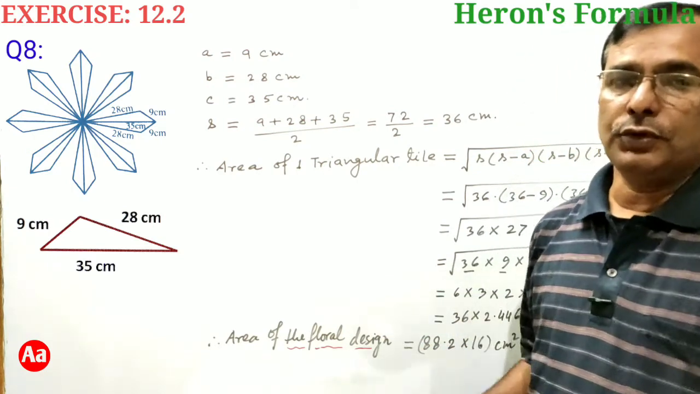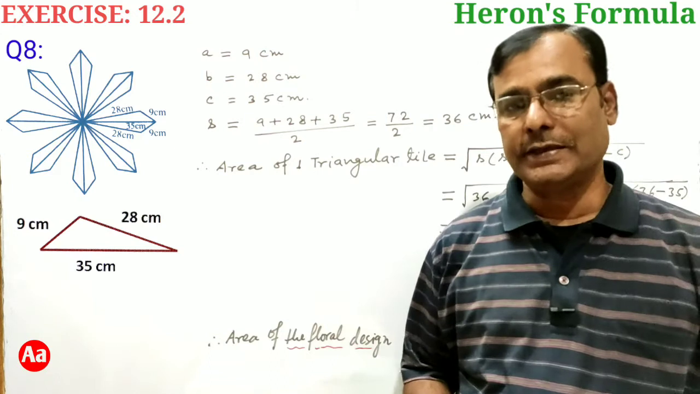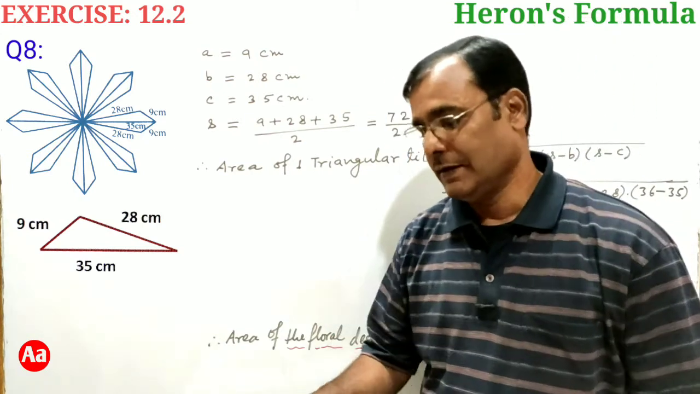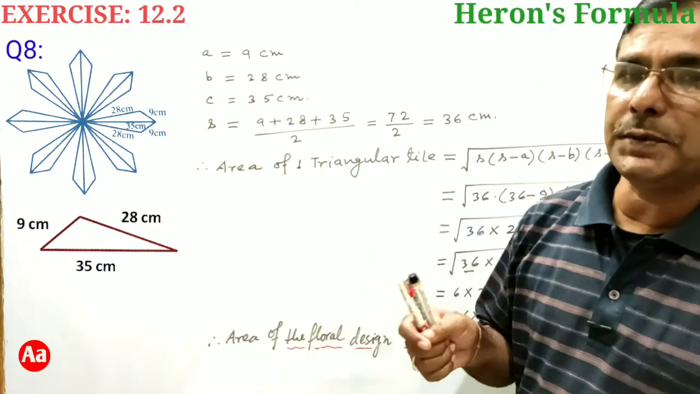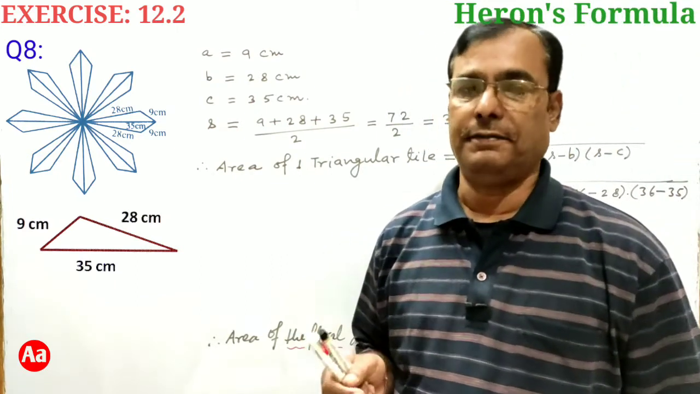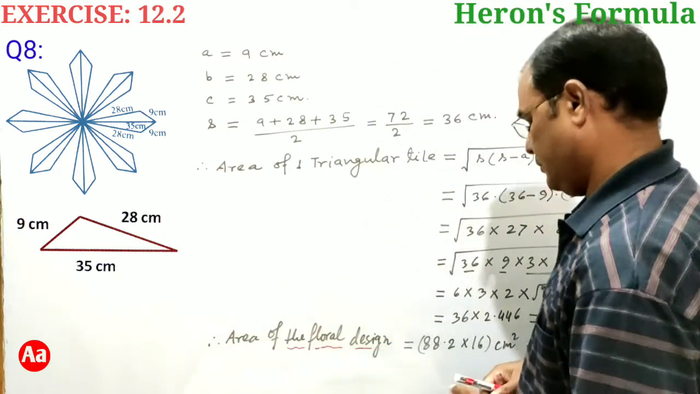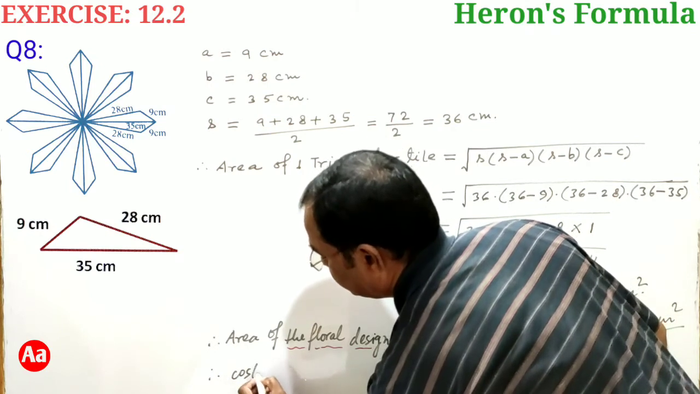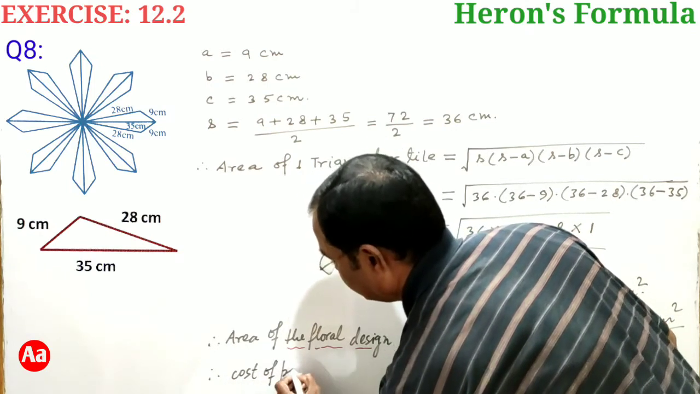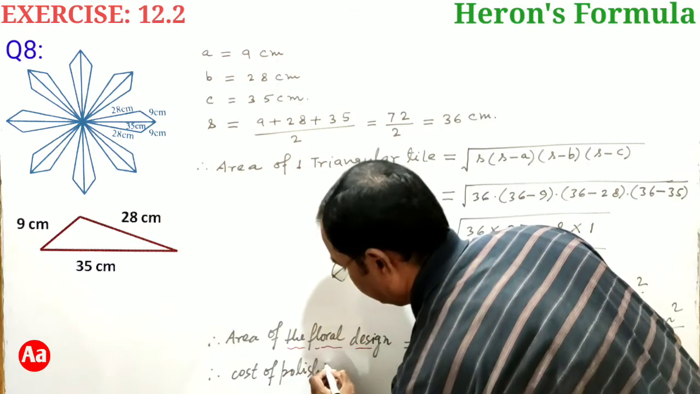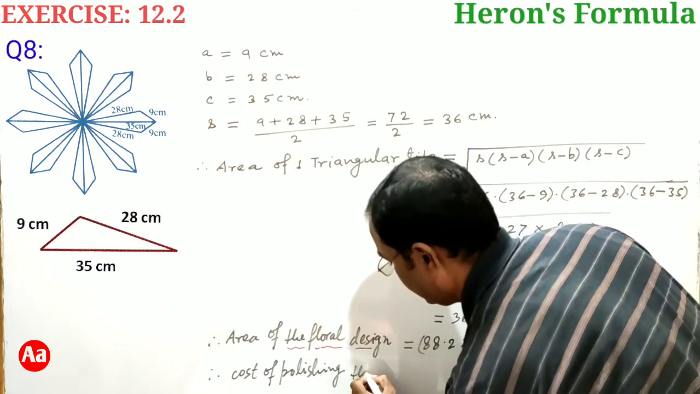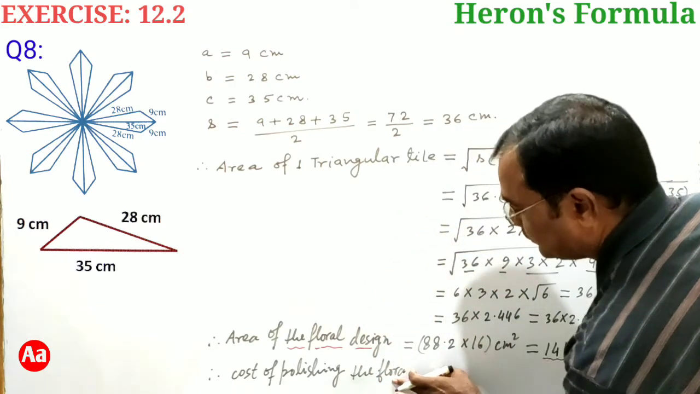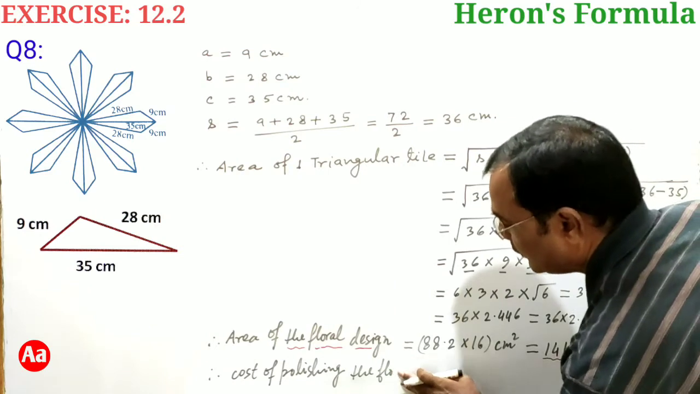The cost of polishing this floral design is given as 50 paise per centimeter square. That means for 1 centimeter square area the polishing cost is 50 paise. 50 paise means rupees 0.5. So let's find the cost of polishing the floral design.